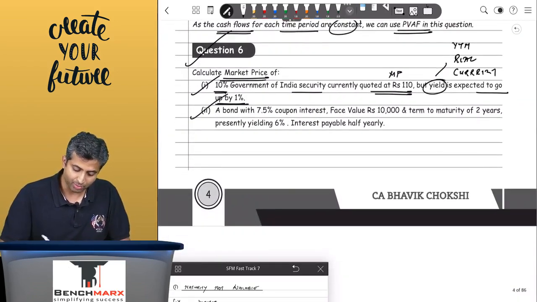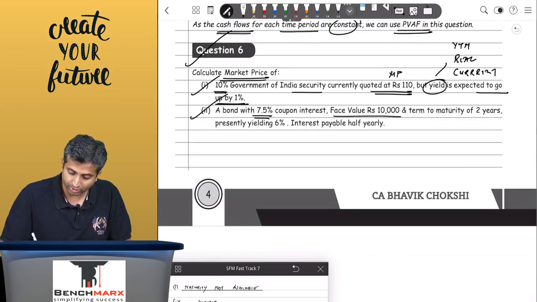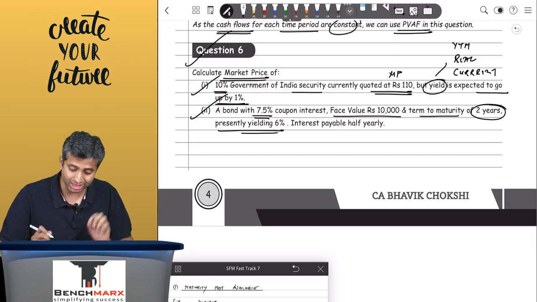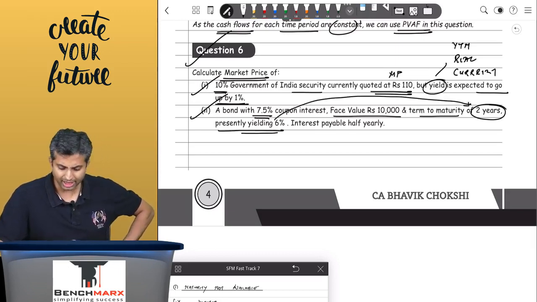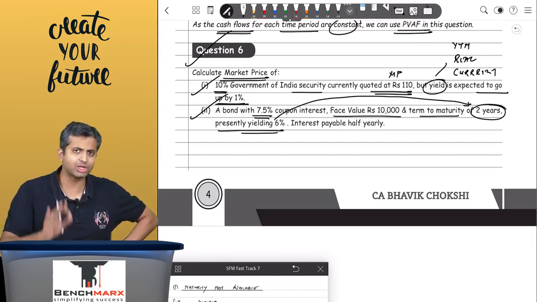Not yet. Sub point 2: a bond with 7.5% coupon interest, face value of 10,000 and term to maturity of 2 years is presently yielding 6%. In this case, you have been given 2 years, and hence the yield, unless otherwise given, can be assumed to be the yield to maturity.